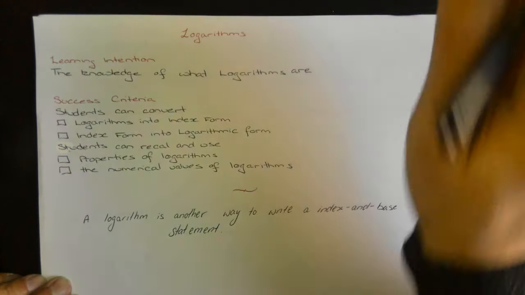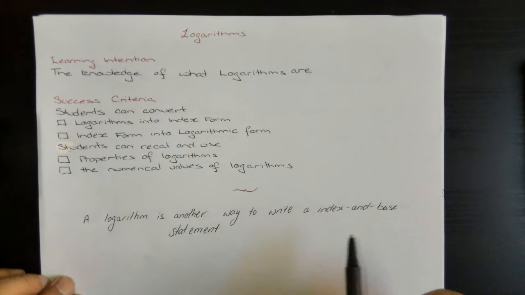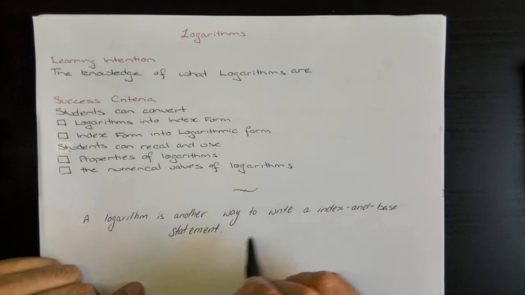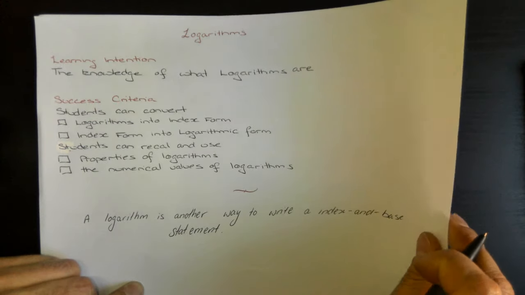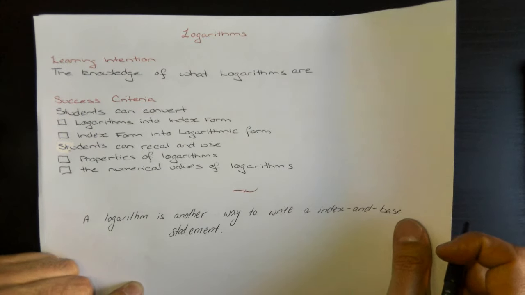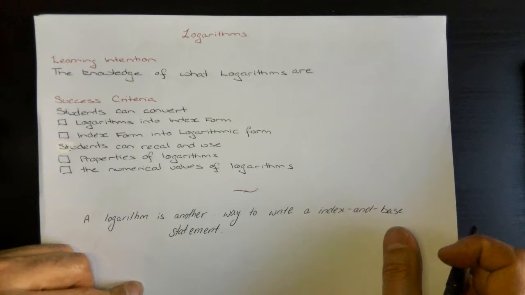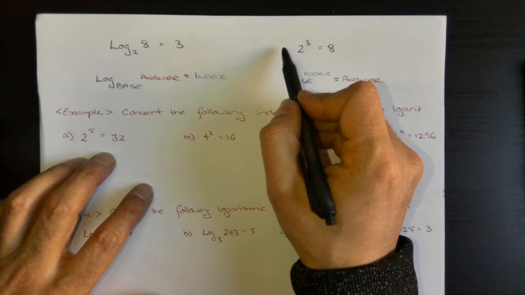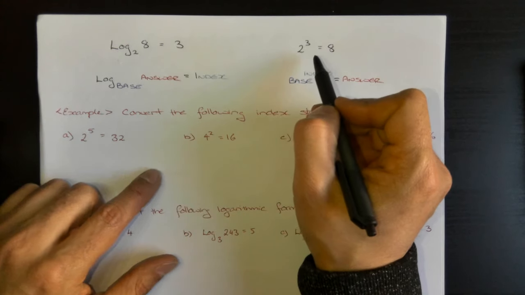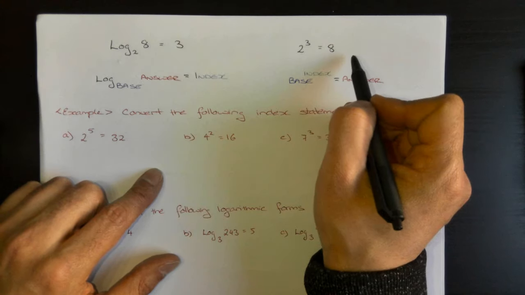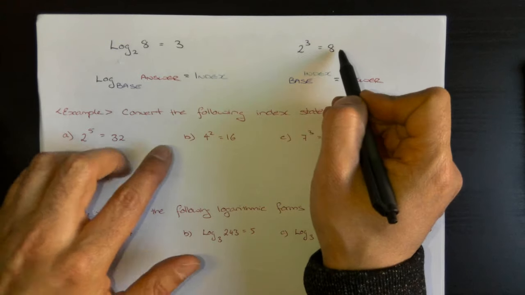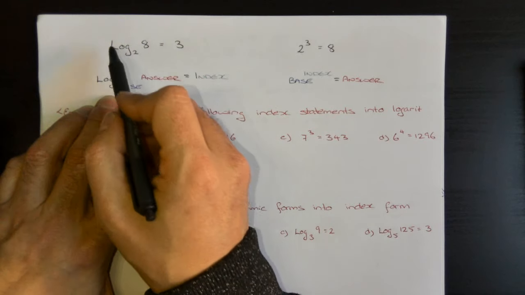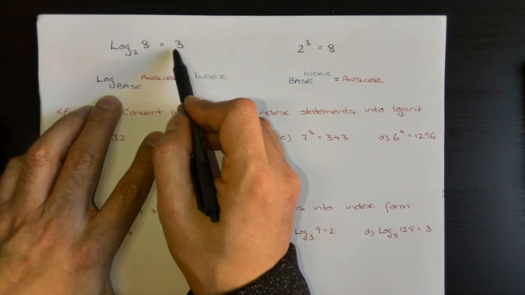So basically, a logarithm is just another way to write an index, or index form, of a statement. Okay, that's all we're doing. We're trying to find a different way of writing an index form. So, for example, here we have 2 to the power of 3, we know that that equals 8. That's 2 times 2 times 2, and that equals 8. So 2 to the power of 3 equals 8. We can write that in log form, and it would be log 2 of 8 is equal to 3.